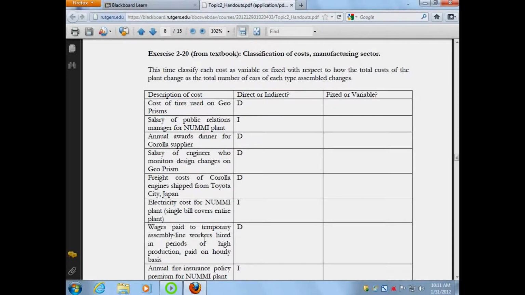Freight costs of Corolla engines shipped from Toyota. How do you pay for transportation? Usually by volume, by cubic feet, or by area, by square feet. So the more you assemble, the larger your cost is. It might not be linearly increasing with the number of cars that you assemble, but it's definitely going to change. The electricity cost for the NUMI plant. Variable. The more cars you assemble, the longer you run your machines for. The longer you run your machines for, the larger your electricity bill is going to be, okay?